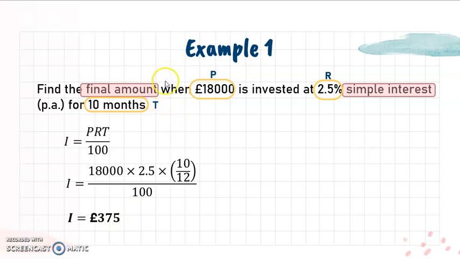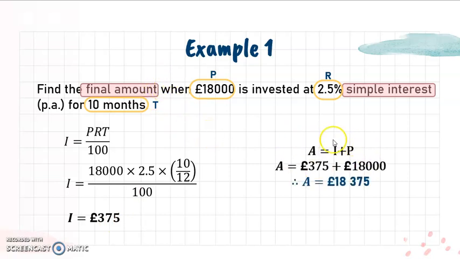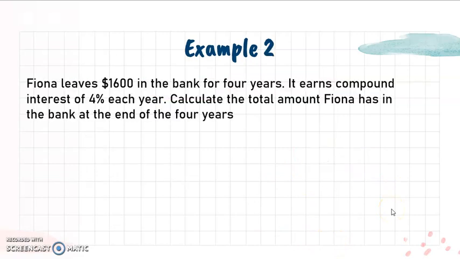Remember, the question wants you to find the final amount. So apply this formula. Final amount is equal to interest plus principal. You'll get the amount to be £18,000 plus £375, which is £18,375. Okay, so next, let's proceed to example 2.